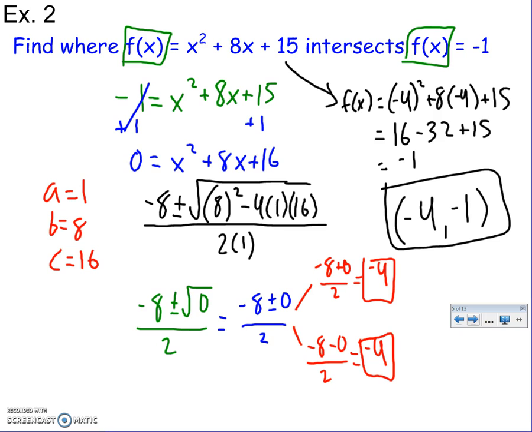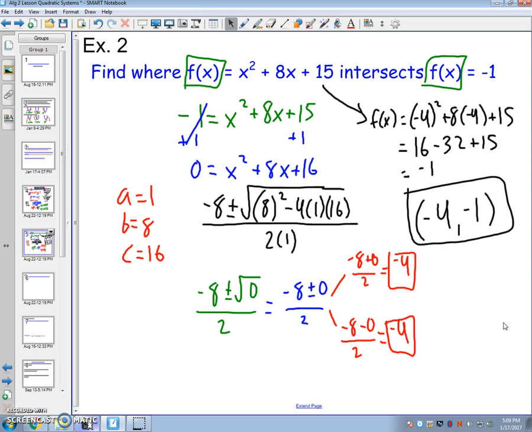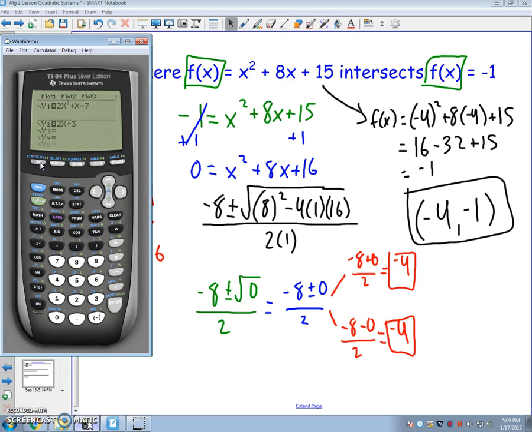This only crosses once. So if there are two intersections, you'll find both of them. They'll have two different x's. If there's only one intersection, you only see one unique x. There'll be a repeat. So let me try this. X squared plus 8x plus 15. And the other one is -1. You will see that it touches the very bottom of the parabola.